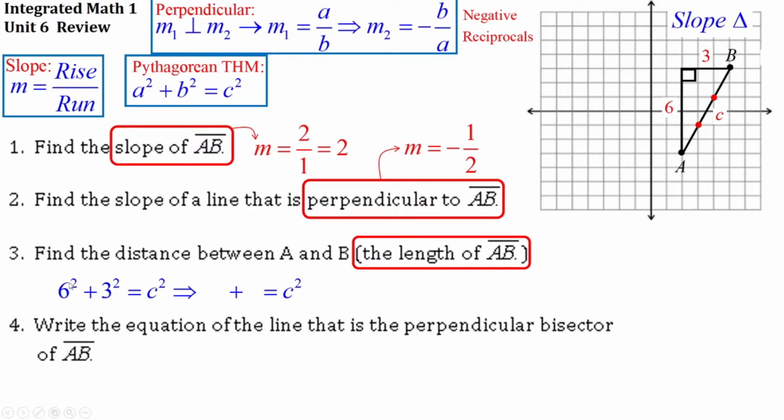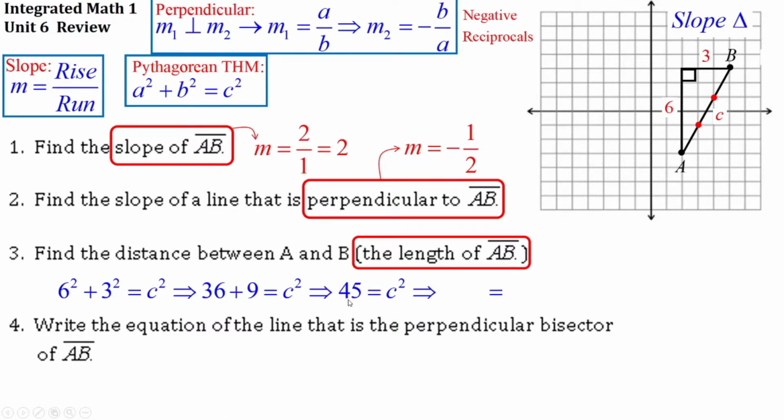So 6 to the second power would be 6 times 6, or 36. 3 to the second power would be 3 times 3, or 9. So 36 plus 9 equals C squared. And what's 36 plus 9? That's 45. So 45 equals C squared. And now to solve for C, you have to undo this square with a square root. So you're going to take the square root of both sides.